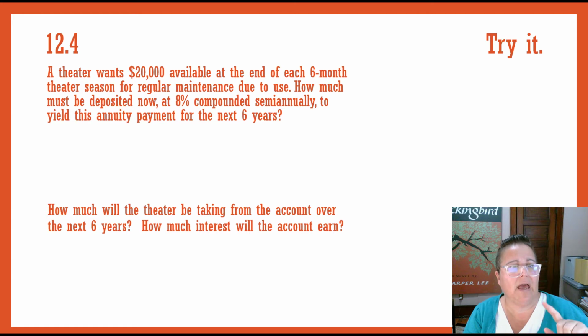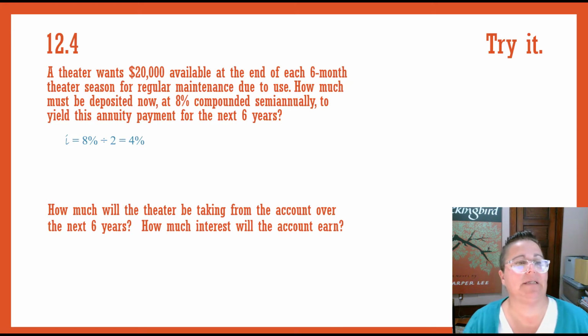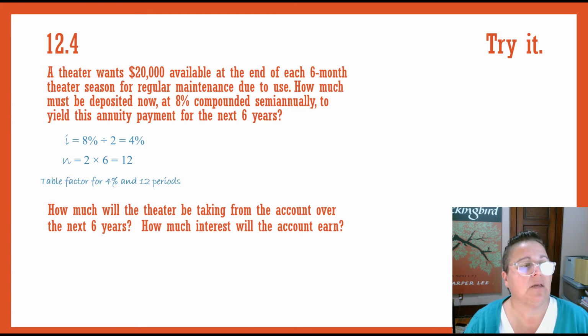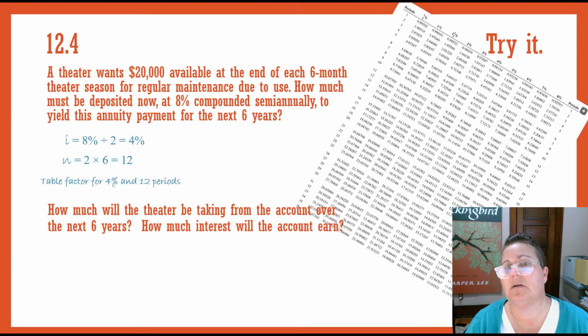So here we go. We've got 8% interest. We've got payments of $20,000. Every 6 months is semi-annually, or 2 times a year. So we're going to find our I value, which is 8% interest, twice a year, so 4% per period. Total number of compounds is twice a year for 6 years, or 12. I had to figure that out a couple of times. So our table factor that we're looking up is 4% and 12 periods.